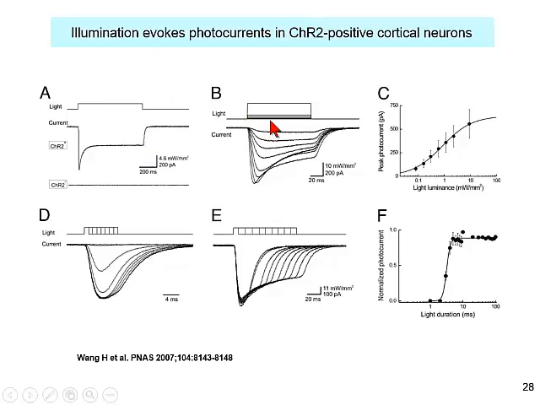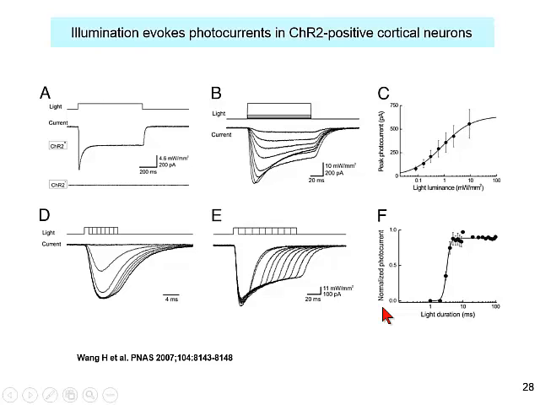One can vary the amount of current produced by varying the intensity of the light. And one can vary the duration of the current produced by varying the duration of the light in a nice so-called dose response fashion. Here's the intensity of the light versus the peak depolarization. And here is the duration of the light versus the amount of charge you can eventually put through it. And so this is a very well-controlled procedure.